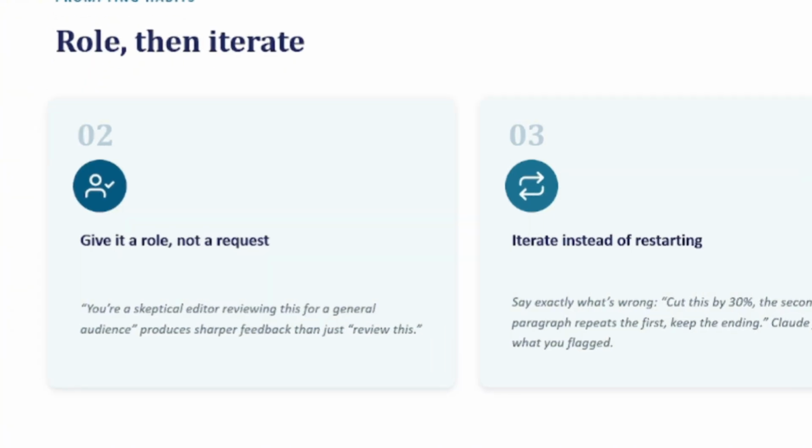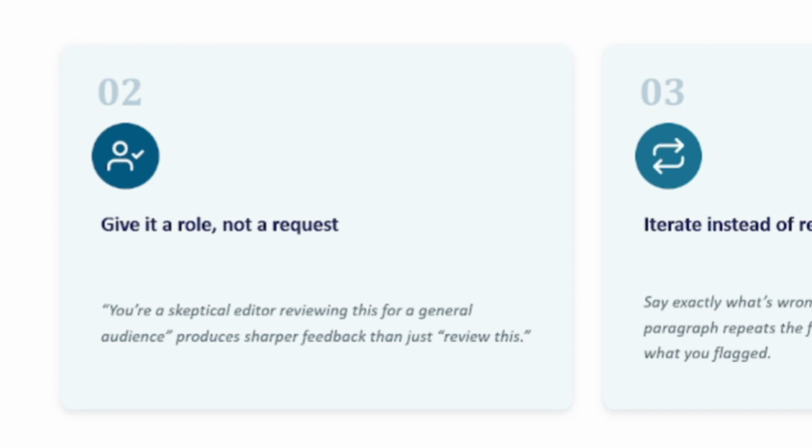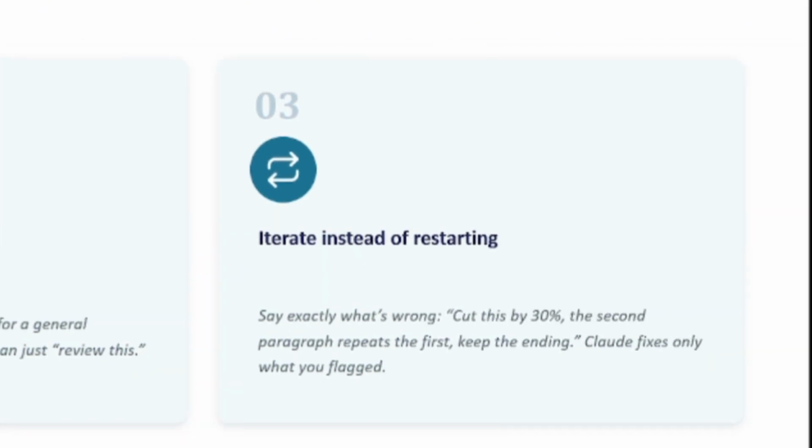Habit 2. Give it a role, not a request. "You're a skeptical editor reviewing this for a general audience" produces sharper feedback than just "review this." Habit 3. Iterate instead of restarting. Don't open a new chat when the first draft is close. Say exactly what's wrong. Cut this by 30%. The second paragraph repeats the first. Keep the ending. Claude keeps everything else intact and fixes only what you flagged.